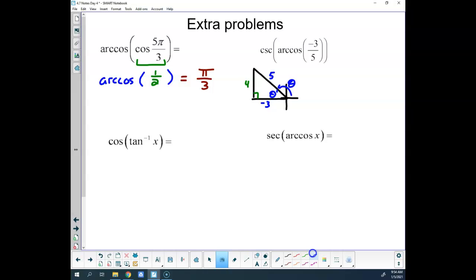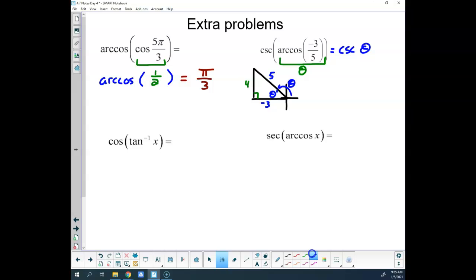So arc cosine right here is basically giving me theta. So I'm looking for the cosecant of theta. Since arc cosine was negative, I drew my triangle in quadrant number 2. But really, you can draw your triangle however you want. It doesn't matter, as long as you know which angle you're going off of in your triangle.